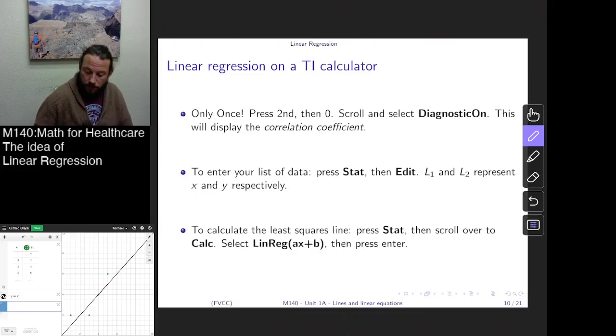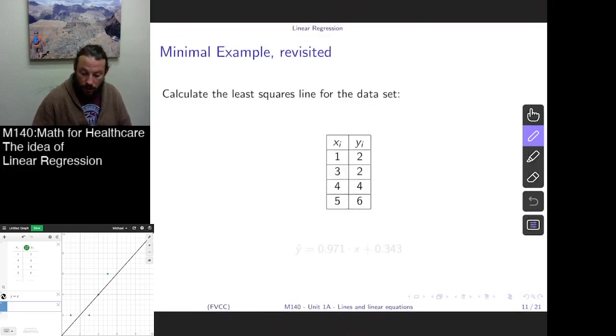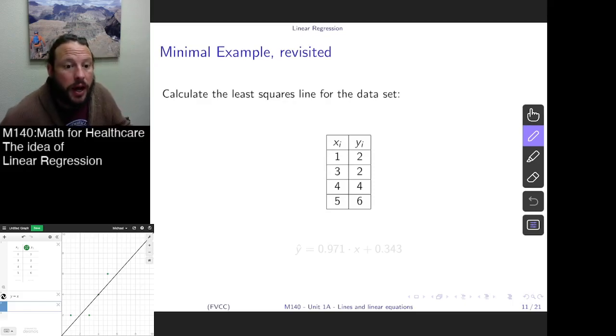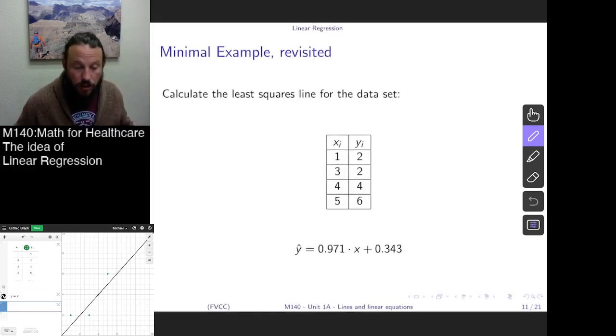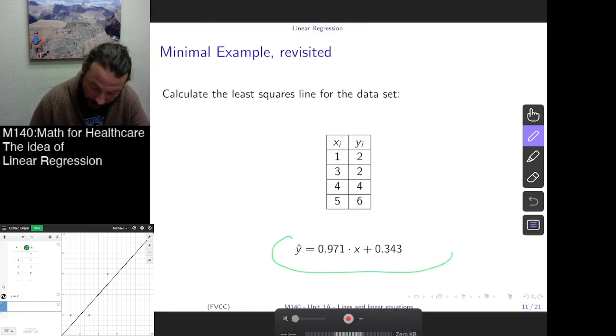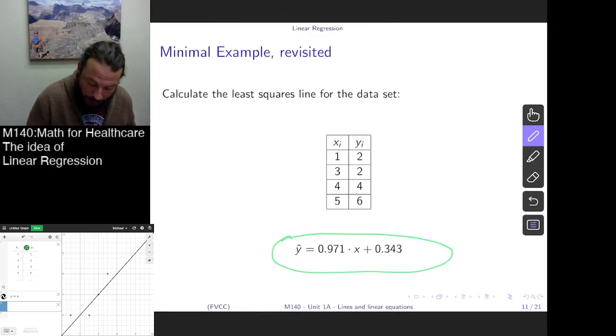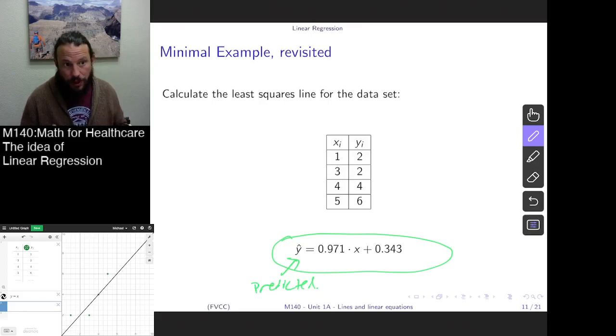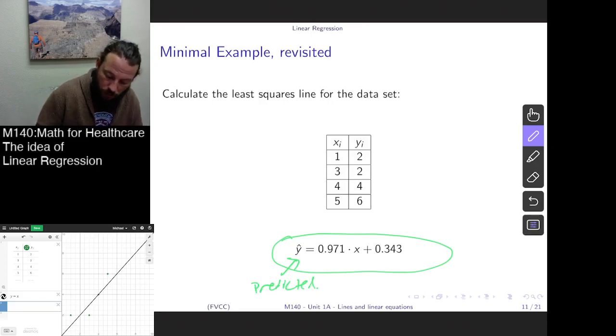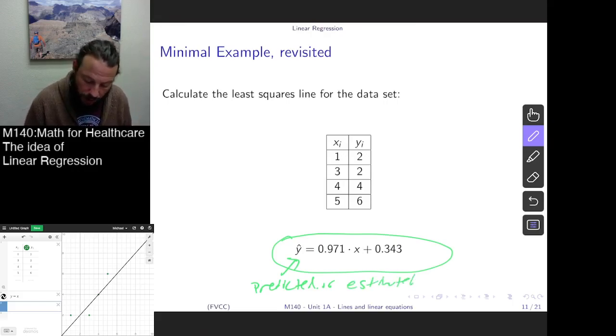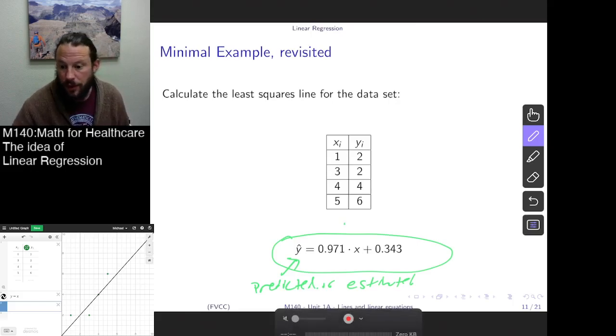And so next time, just a little preview here. Maybe we should finish up with this actually. The minimal example revisited. When I turn, let's see here, what happens? Looks like we get our regression line is y hat equal to, and by y hat we mean predicted, right? Because we know it's not exact. It's an estimate, or estimated value.